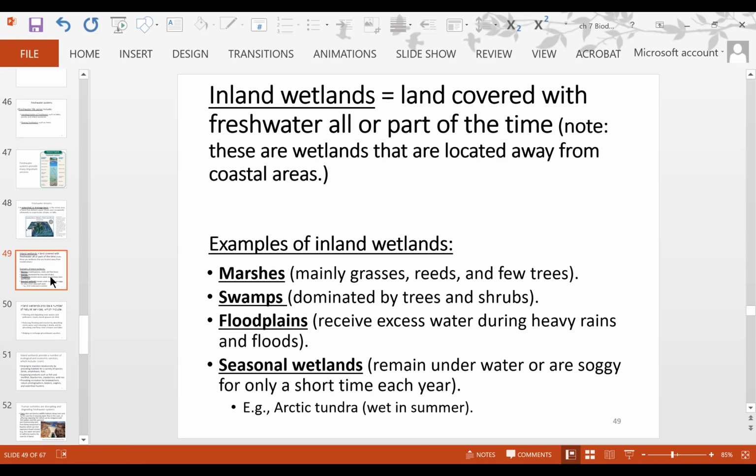Examples of inland wetlands include marshes, which are mainly grasses, reeds, and a few trees. Swamps, which are dominated by trees and shrubs. Floodplains, which receive excess water during heavy rains and floods. And then you have seasonal wetlands, which remain underwater or are soggy for only a short time each year. For example, the Arctic tundra is wet during the summer and frozen during the winter.